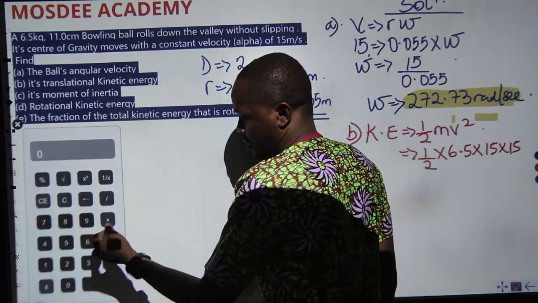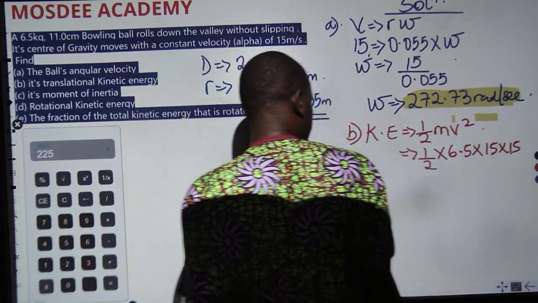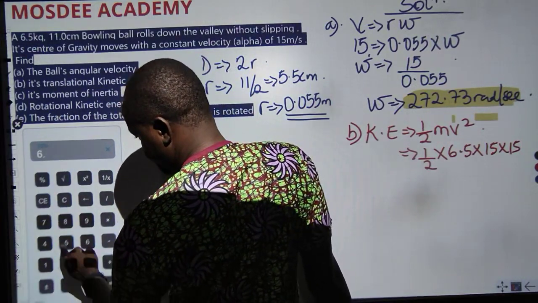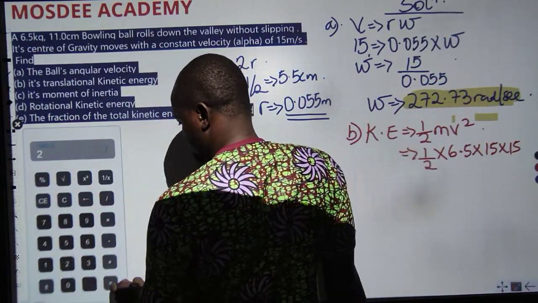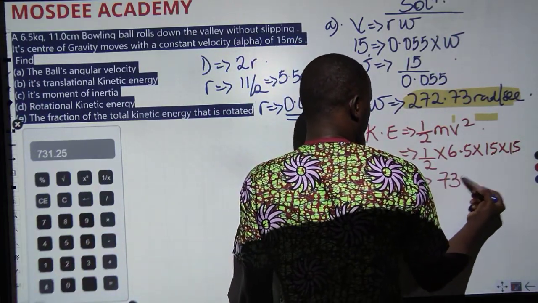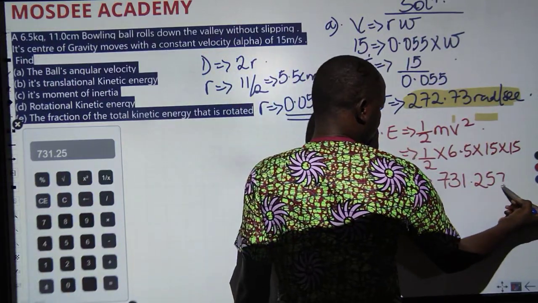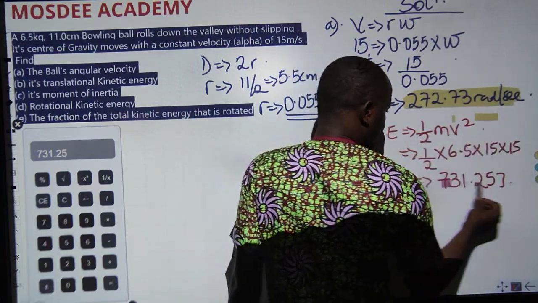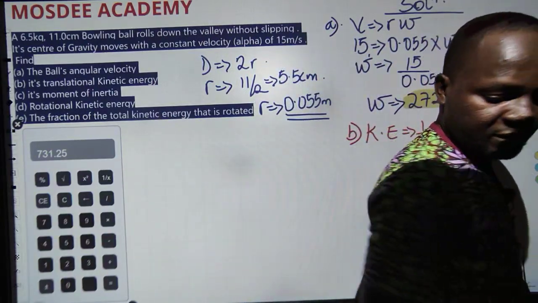I'll also do that here for everybody to see. 225 multiplied by 6.5. We are dividing the answer by 2. So I think that should be 731.25. Energy is measured in joules. That is absolutely correct. So I think all these are basic questions. That's only testing your understanding of basic formulas. So that is the second answer.